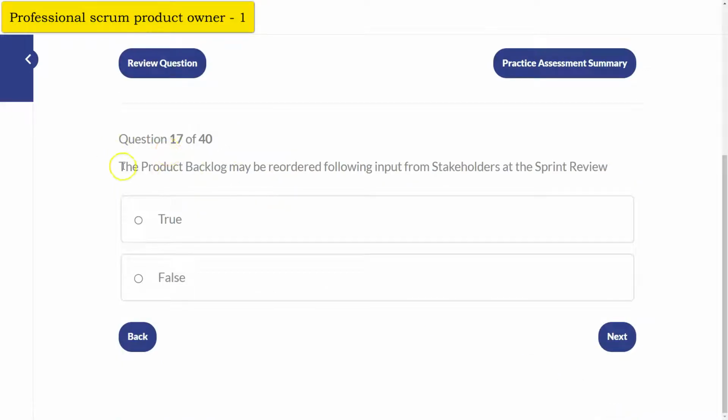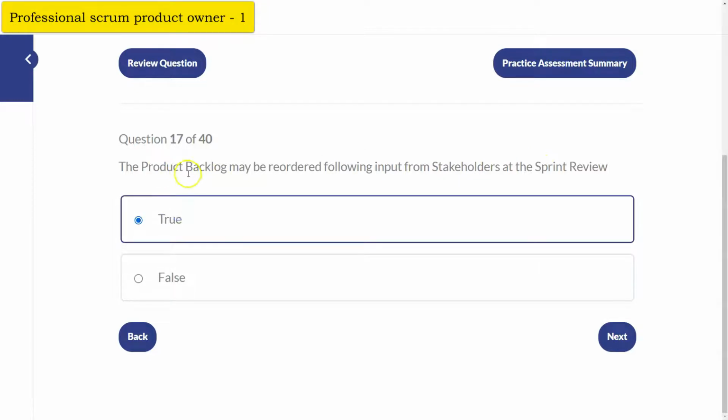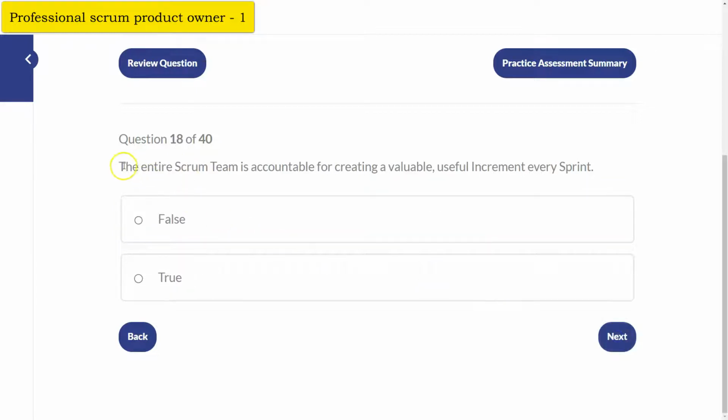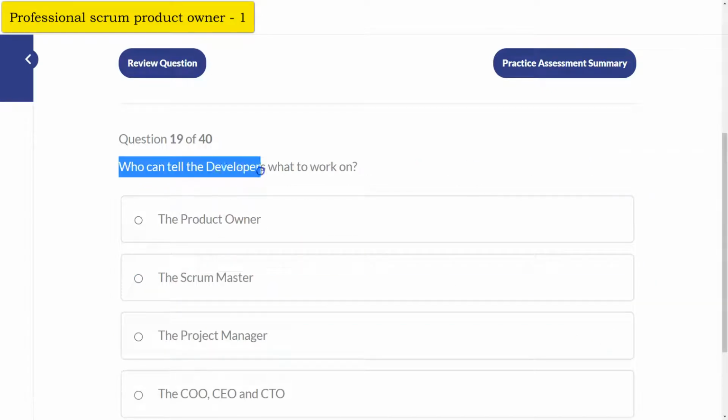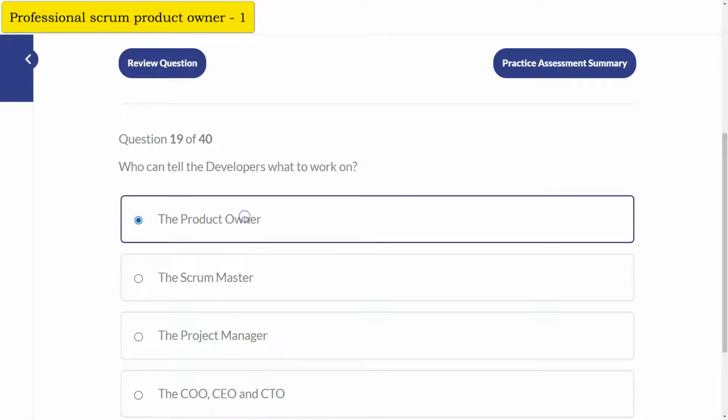Next question. The product backlog may be reordered following input from stakeholders at the sprint review. So the answer is true. So the product owner can reprioritize the product backlog items. Alright guys. Next question. The entire Scrum team is accountable for creating a valuable, useful increment every sprint. So the answer is true. Who can tell the developers what to work on? The product owner, the Scrum Master, the project manager, the COO, CEO, and CTO. So the answer is product owner.